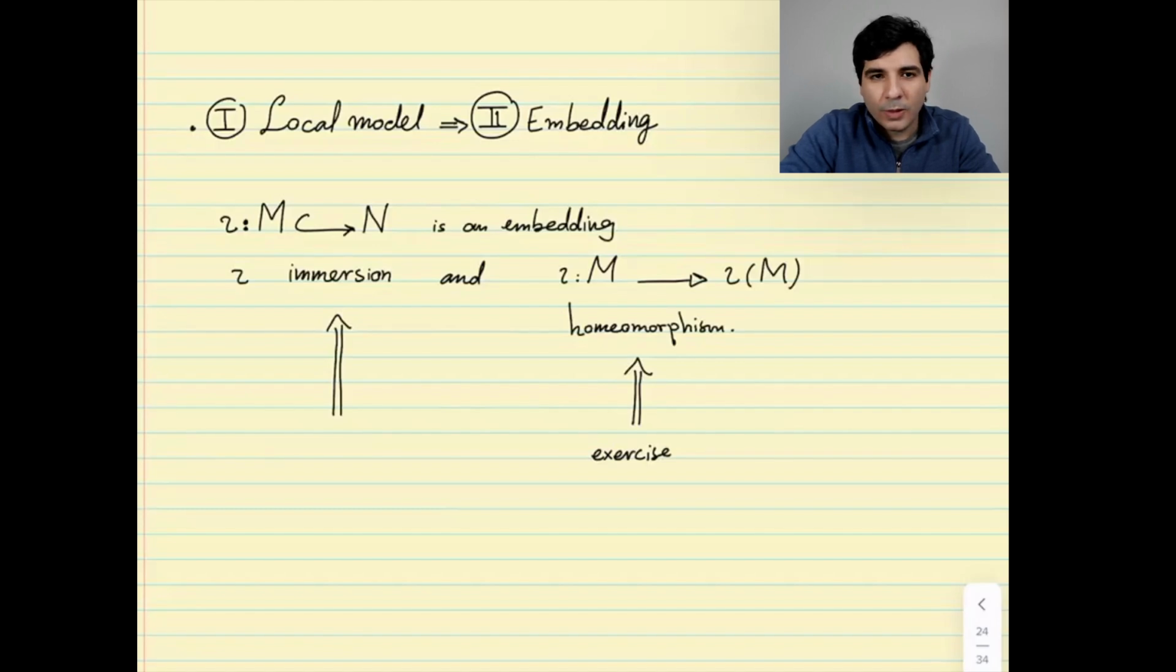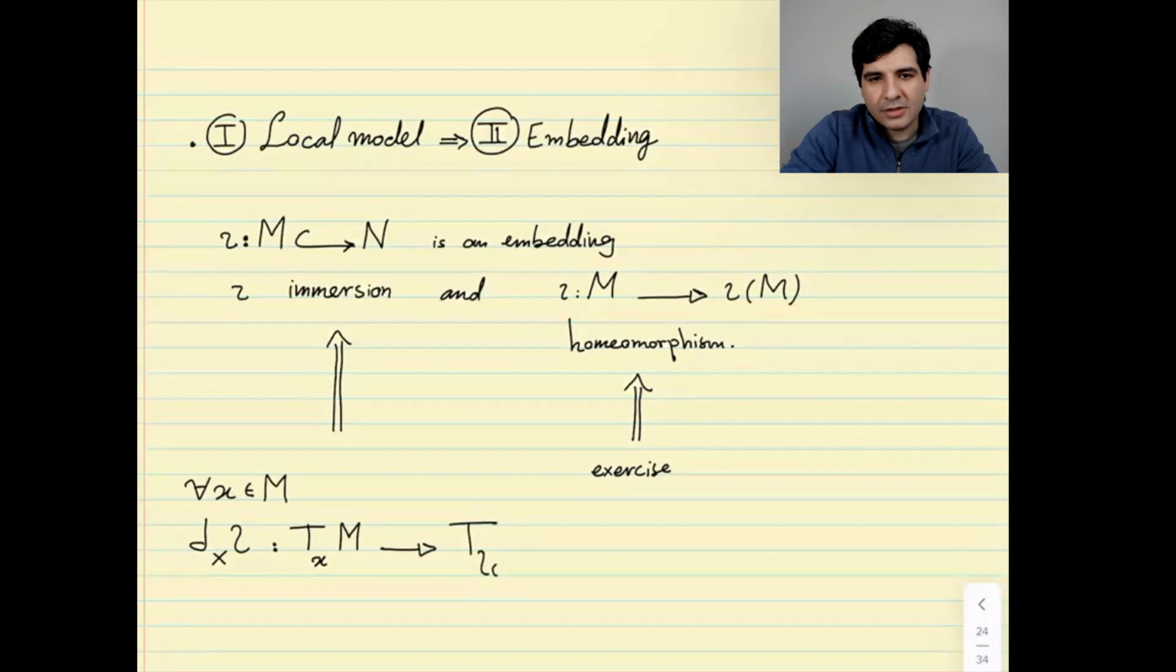What does it mean for iota to be an immersion? It means for any point x in M, the derivative of this map at x should be injective. So it's a map from the tangent space of M at x to the tangent space of N at iota of x. I should show this linear map is injective for any x in M. If I do that, then this map is an immersion. Great.